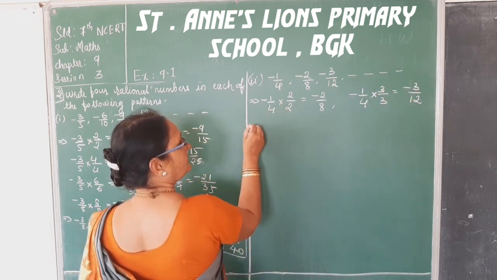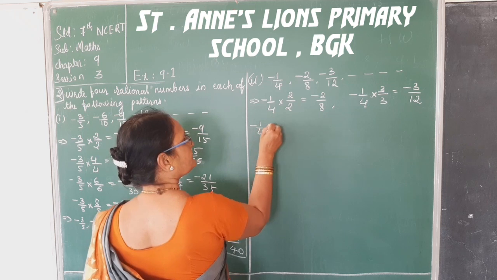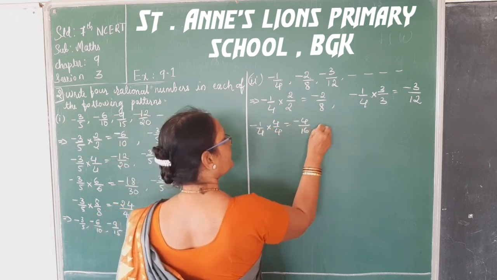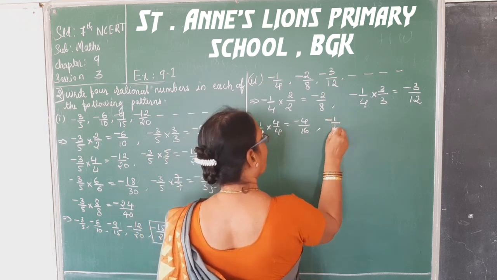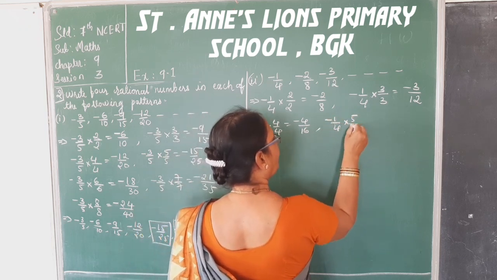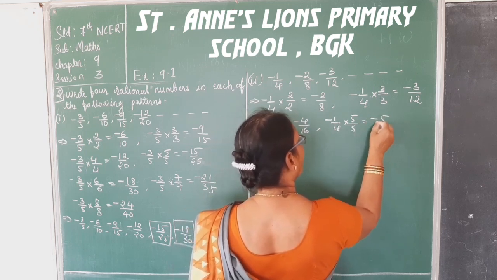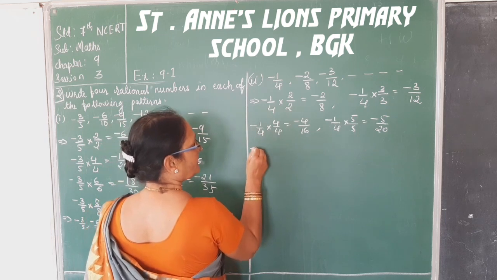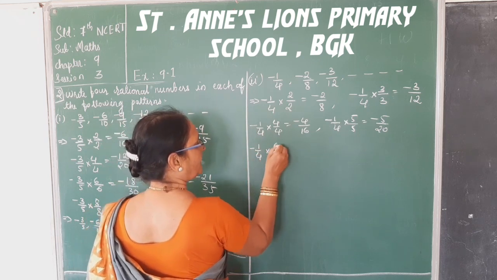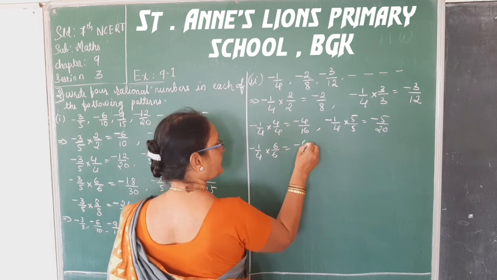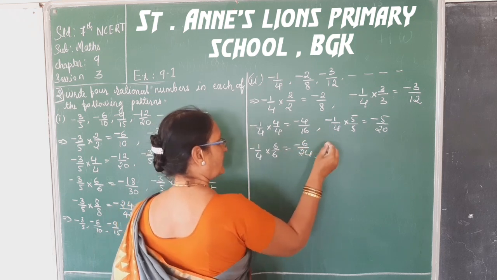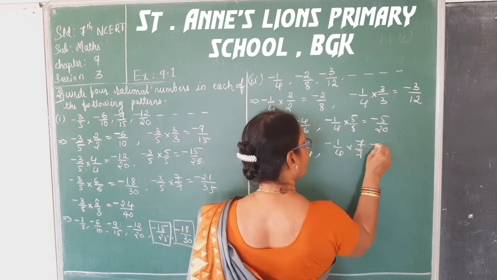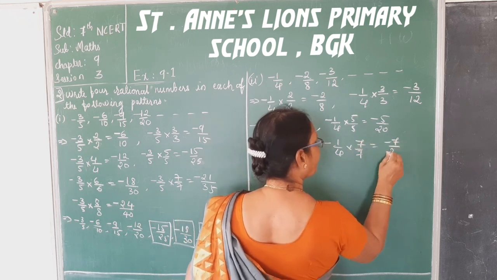The same way minus 1 by 4 is multiplied by 4 by 4, we will get minus 4 by 16. And minus 1 by 4 is multiplied by 5 by 5, we will get minus 5 by 20. Then the same way minus 1 by 4 is multiplied by 6 by 6, we get minus 6 by 24, and also minus 1 by 4 is multiplied by 7 by 7, we get minus 7 by 28.